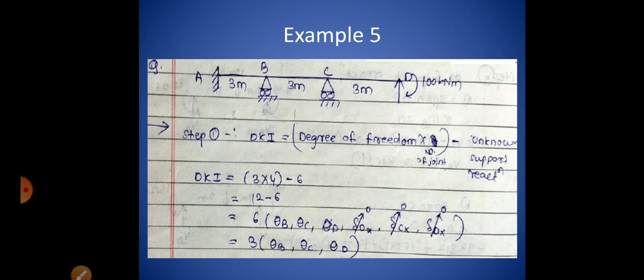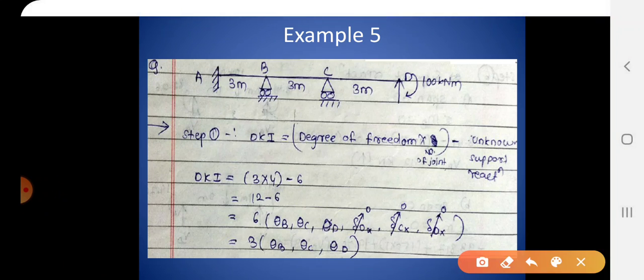Okay, now example 5. You can see in the question diagram, this is a 3 span continuous beam, A is the fixed end, B and C are intermediate supports, and D is the simple end support, and the external load is an external moment of 100 kilonewton meter. So step 1 is to find the degree of kinematic indeterminacy.